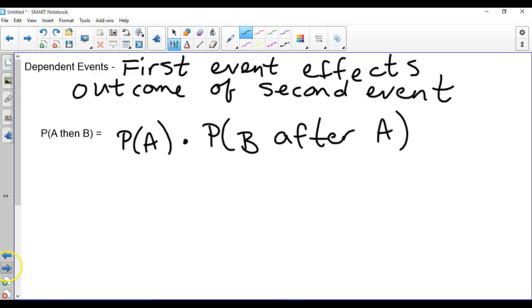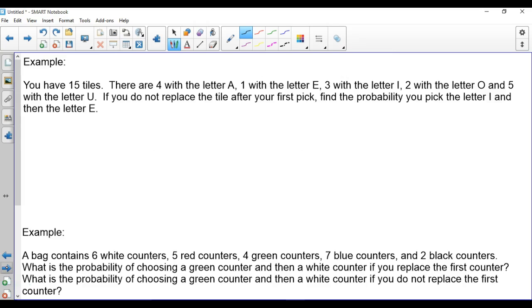So let's look at an example of this. Let's say you have 15 tiles, 4 with the letter A, 1 with the letter E, 3 with the letter I, 2 with the letter O, and 5 with the letter U. If you do not replace the tile after your first pick, find the probability you pick the letter I, then the letter E. So probability of I, then E.